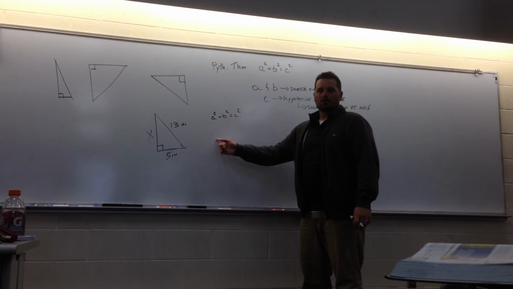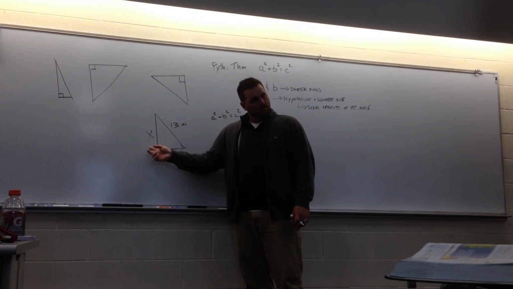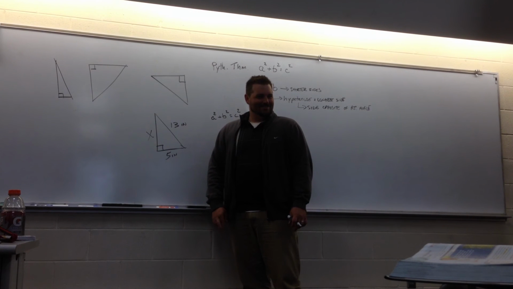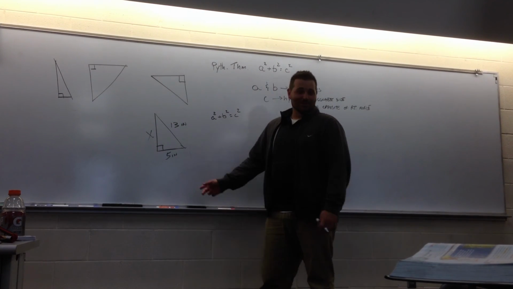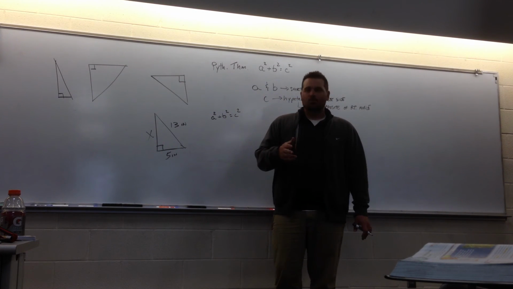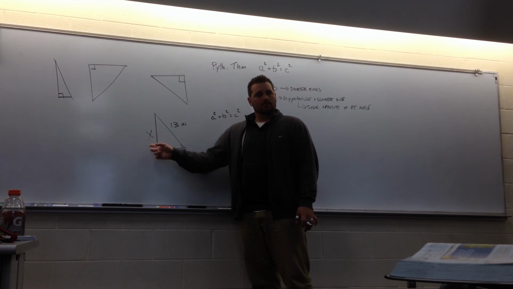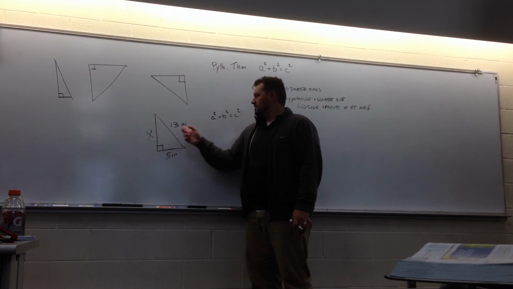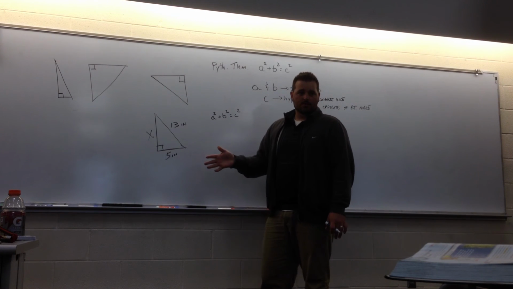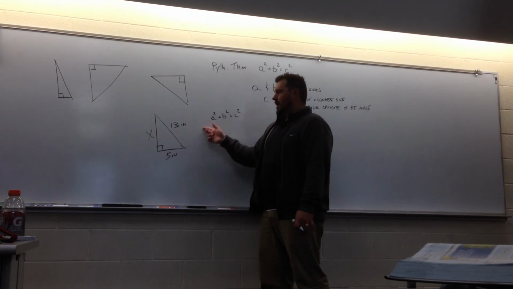So what's a here? 5. Alright, so we'll make a 5. But it doesn't really matter. That's the point I was making. A and b are the two short sides. Doesn't matter if you make x a or if you make x b, or 5 a or 5 b, so long as these two short sides are a and b.